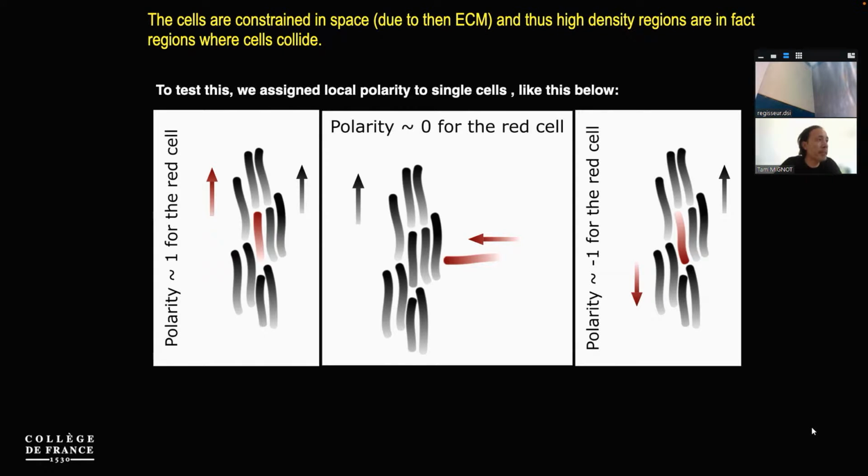So you see that you can determine basically the immediate environment of cells by determining the local polarity, and the local polarity will be between -1 and +1. Every positive value will be cells moving in similar directions, and negative values will be reflecting cells moving antagonistically.